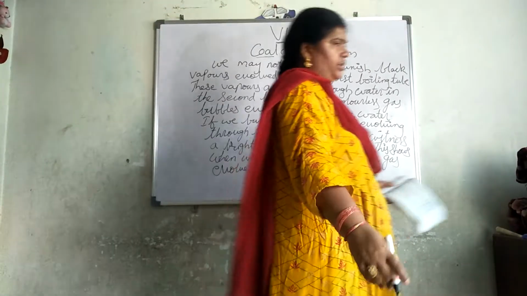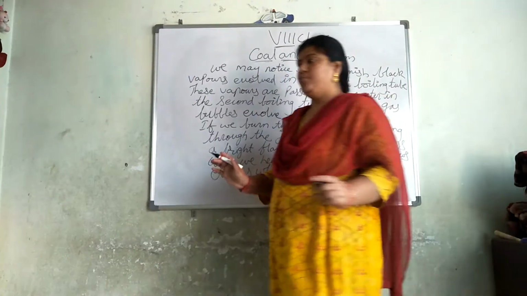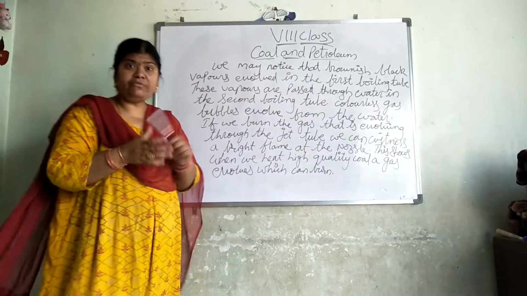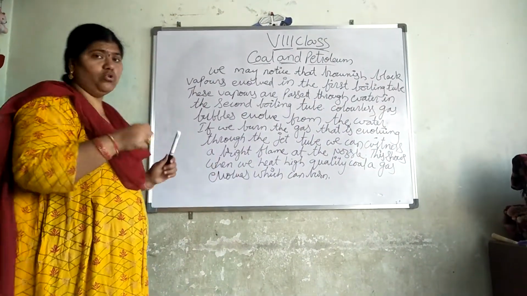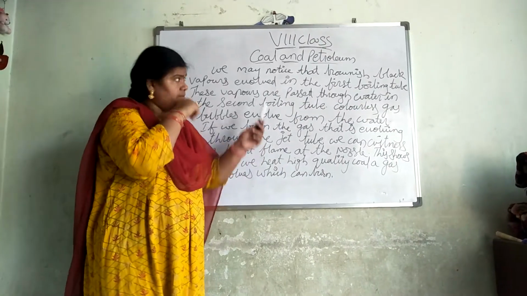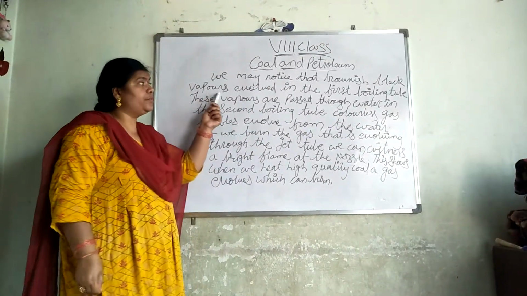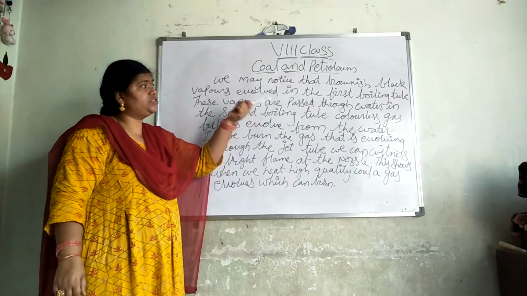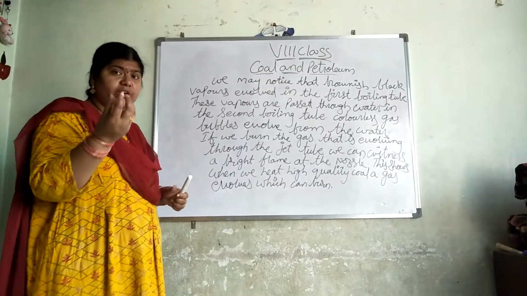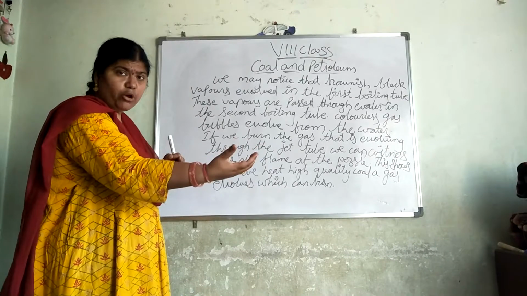So see here the pointer. From here it is important. When we start heating the coal, what is happening? We may notice that brownish black vapors evolve in the first boiling tube. In the first boiling tube, what is present? Coal is present. In the second boiling tube, what is present?